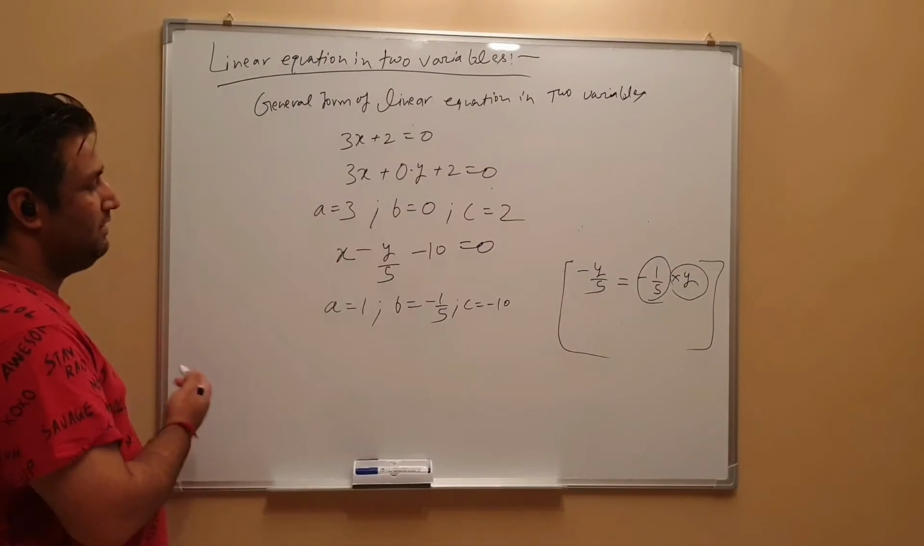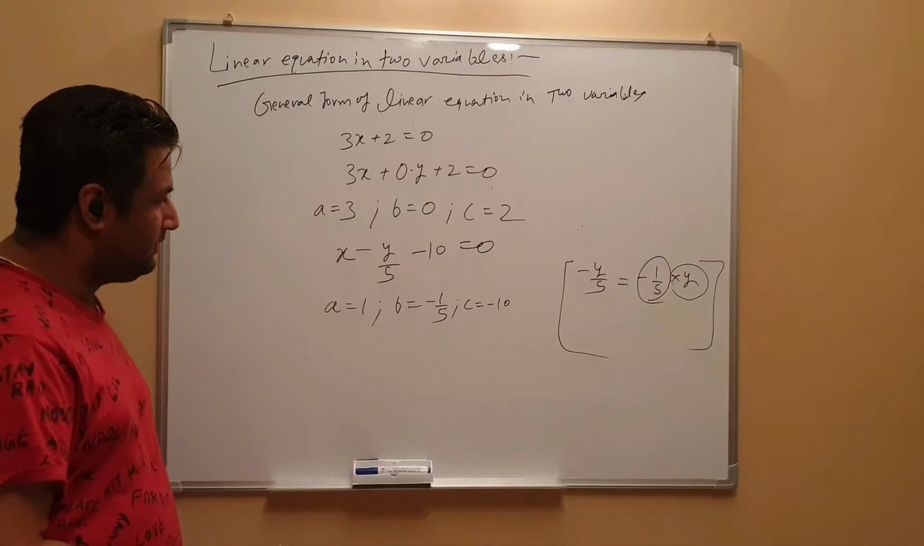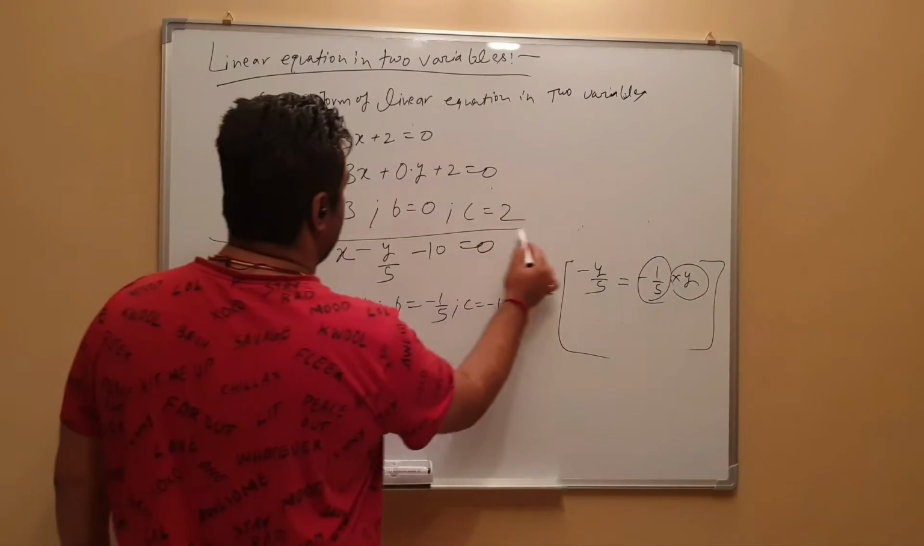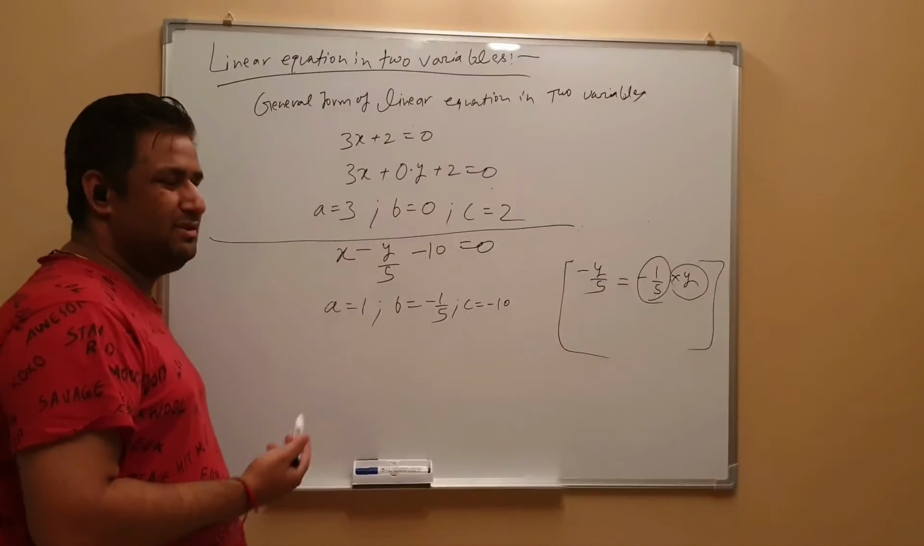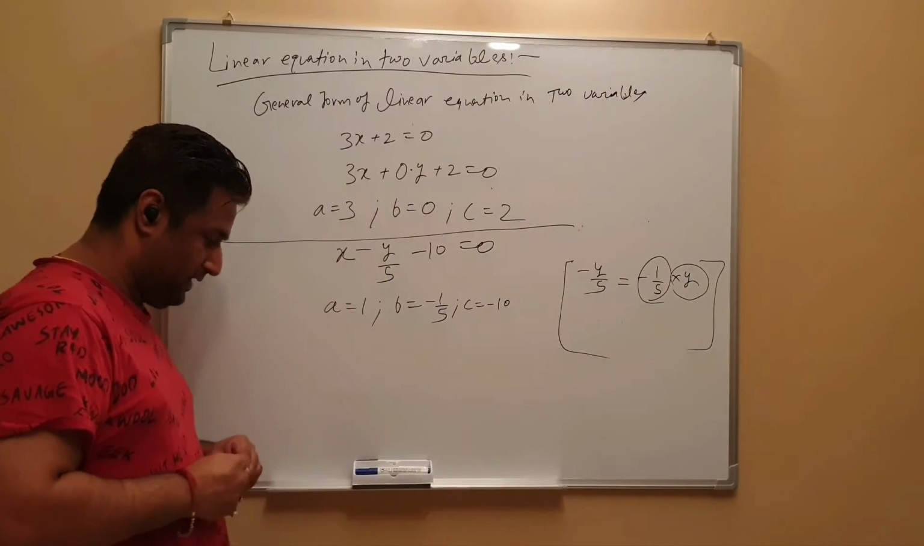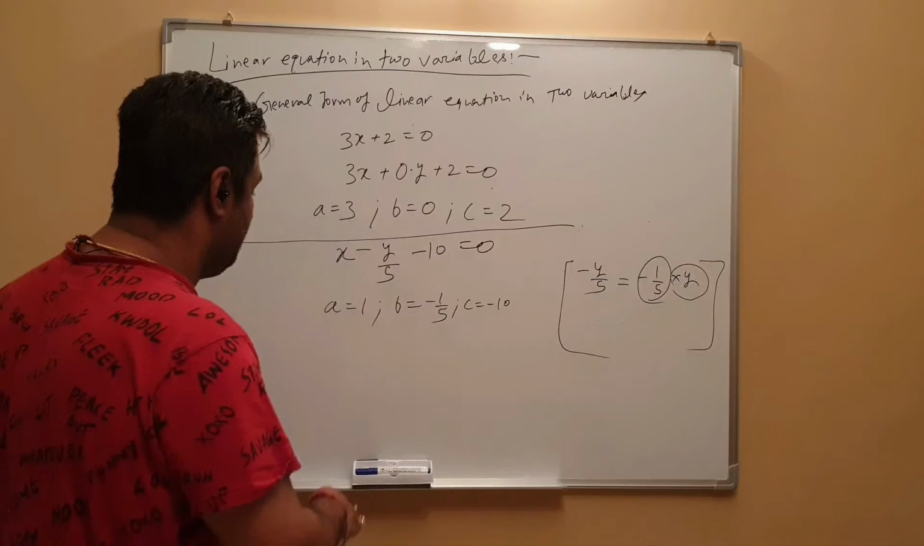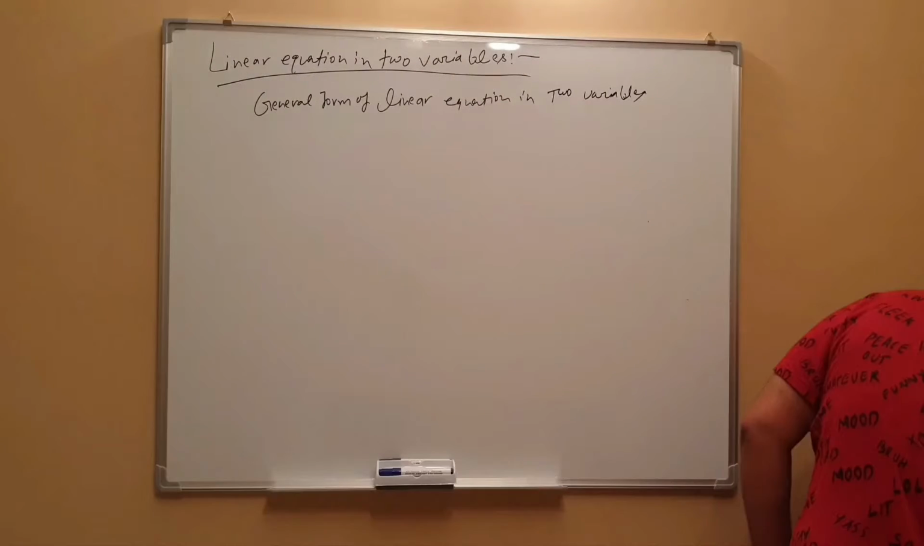So that's how you find out A, B and C, right? So this was the first question, this is the next one. This is very simple actually. So we can easily identify A, B and C from a given linear equation.